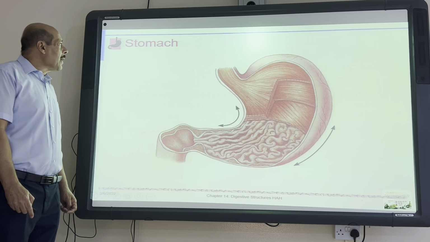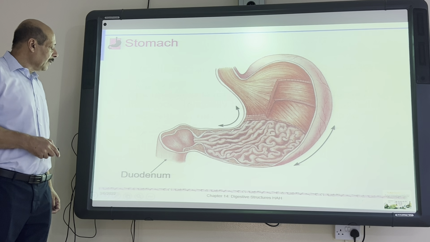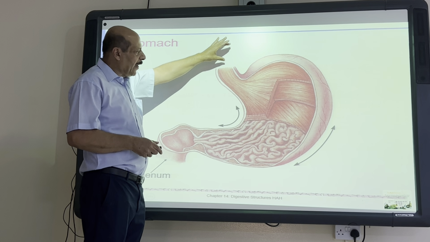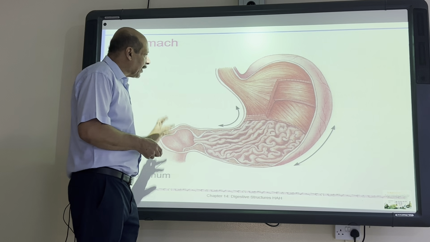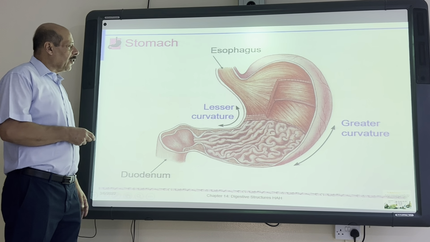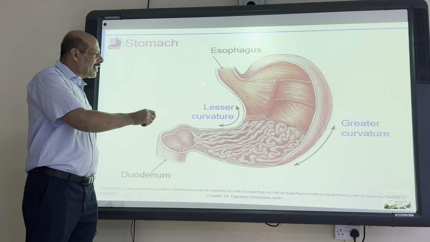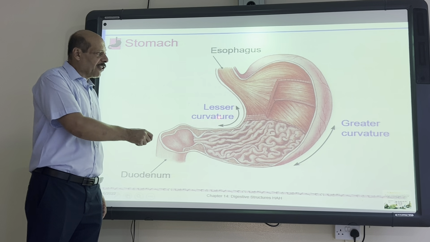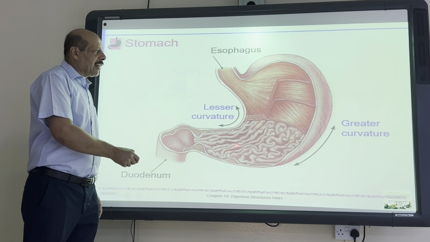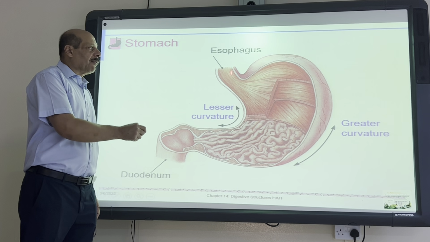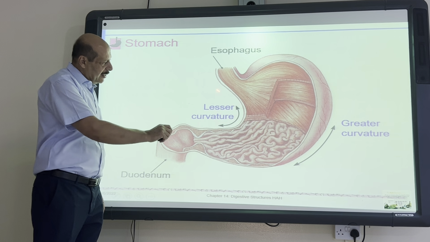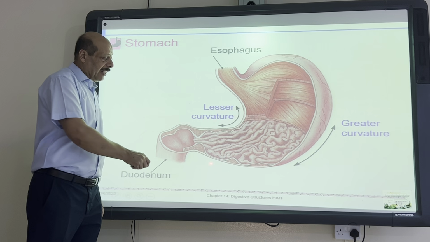So this is the structure of the stomach. From the upper part it is connected with the esophagus, and from the lower part it is connected with the duodenum. This is the esophagus and the duodenum. This is the lesser curvature, and this one is called the greater curvature.